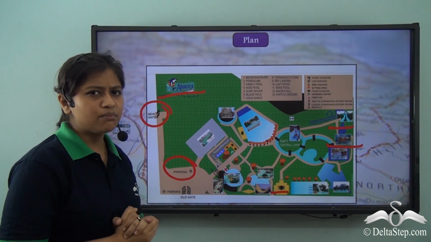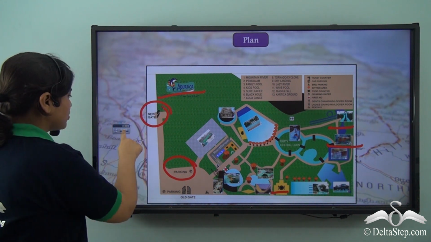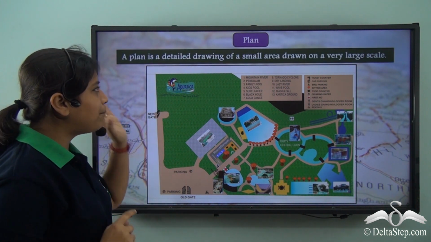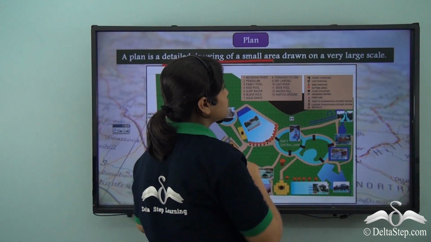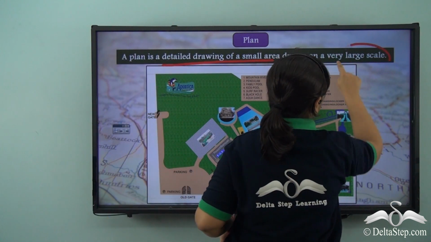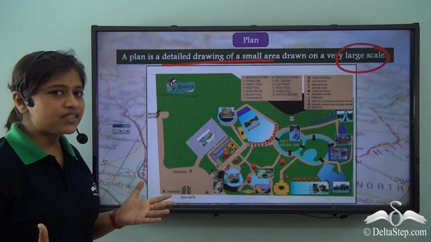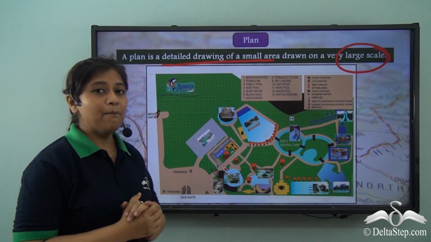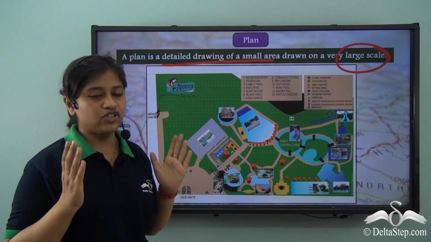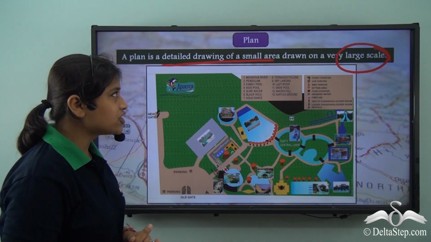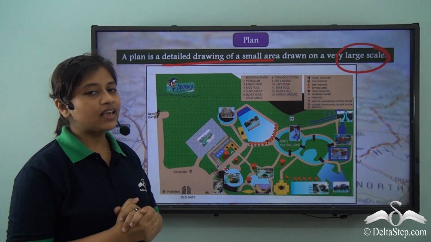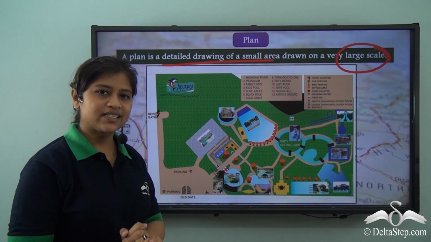So do we call it a map? No. So therefore what is a plan? A plan is a detailed drawing of a small area on a very large scale. Okay. Now what is the difference? The difference is maps always have to be drawn to a scale, while when we're talking of plans, they may or may not be drawn to a scale.